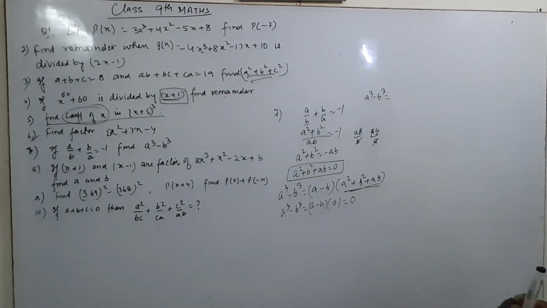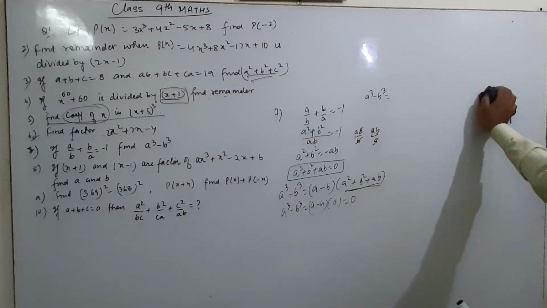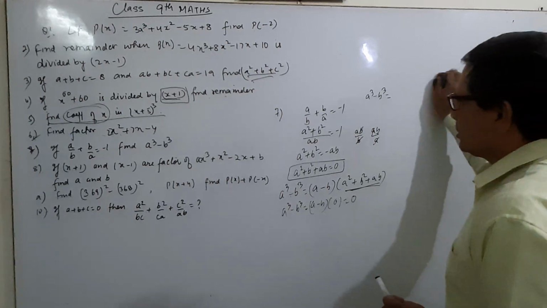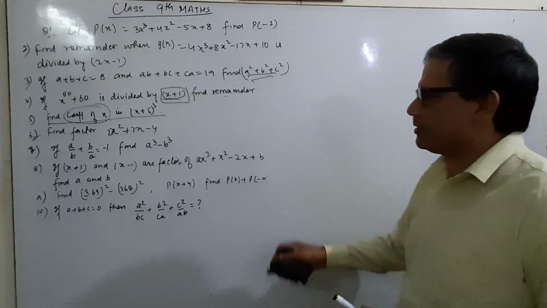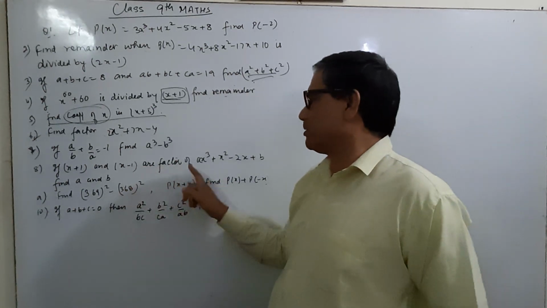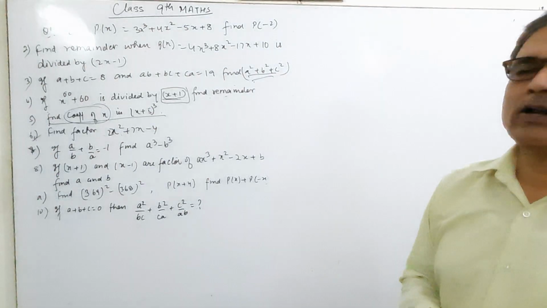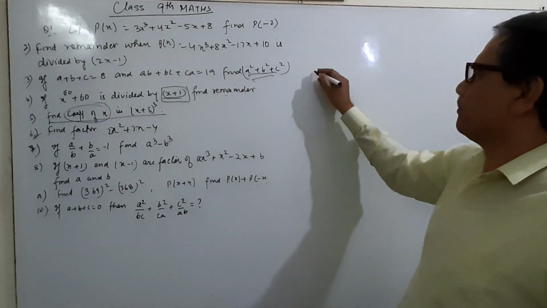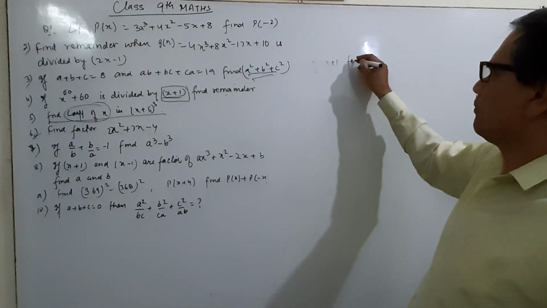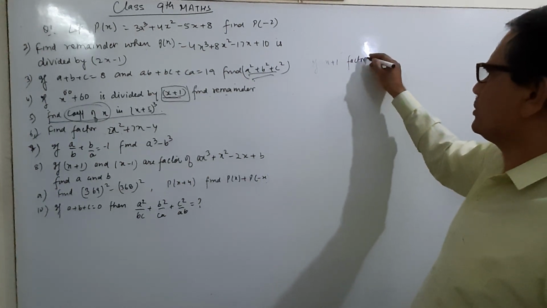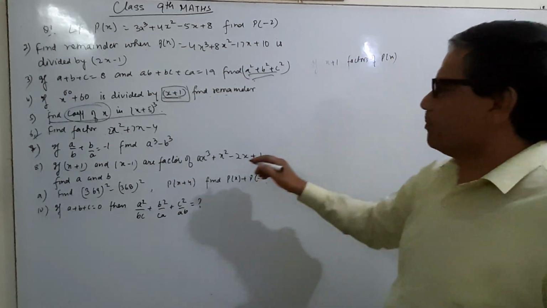Question number 8. This is your 7th question. Now move to the 8th question. What is 8? If x plus 1 and x minus 1 are factors, it means the remainder is always equal to 0. If x plus 1 is a factor of which one? Px. It is your Px.